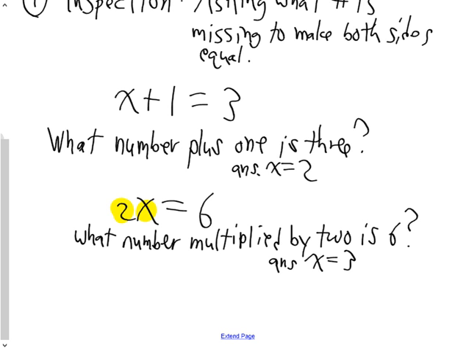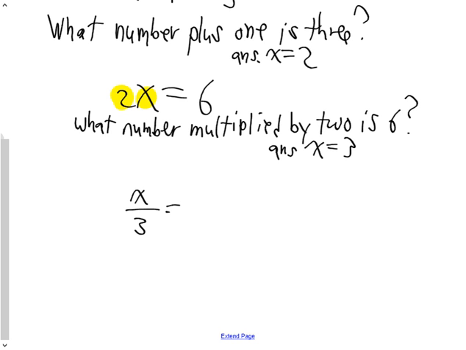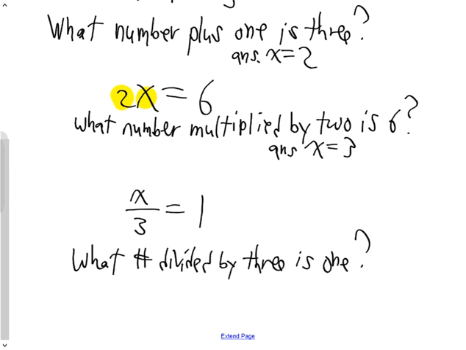And I'll give you one more example by inspection. If I did x over 3 equals 1, what question would I ask myself to make this work? What number divided by 3 is 1? Does everyone see that this equation up here and this sentence are the same thing? What number divided by 3 is 1? And Calvin, what number divided by 3 is 1? Or what number divided by itself is always 1, right? Any number divided by itself is always 1, correct? So therefore, x has to be 3. That's your answer. 3 divided by 3 is 1.